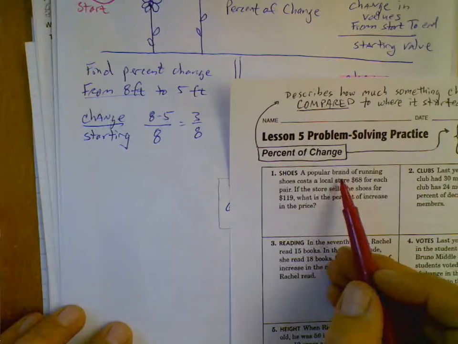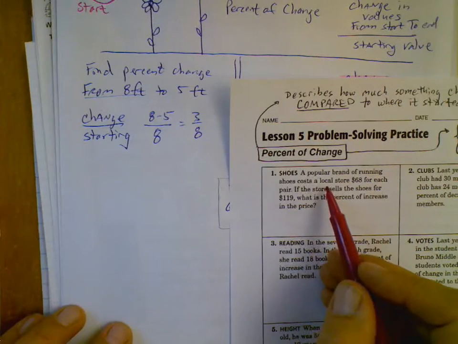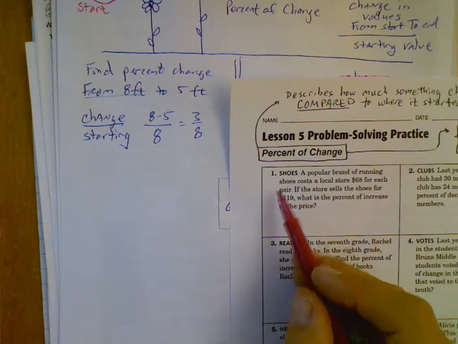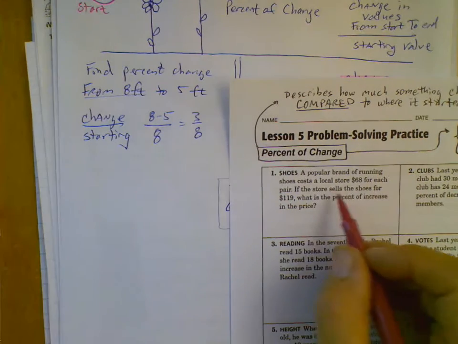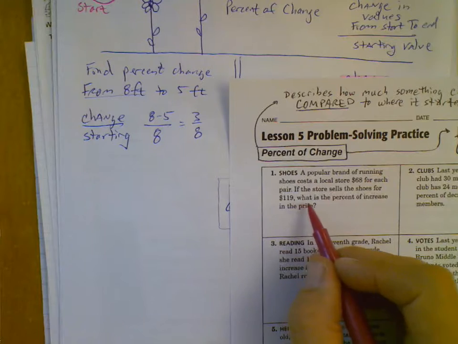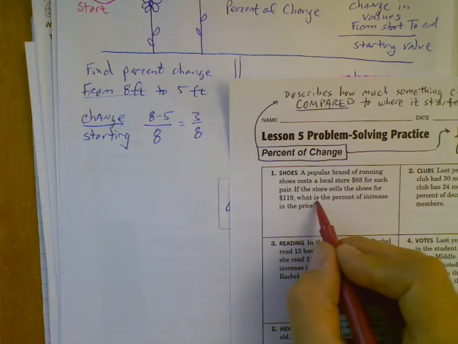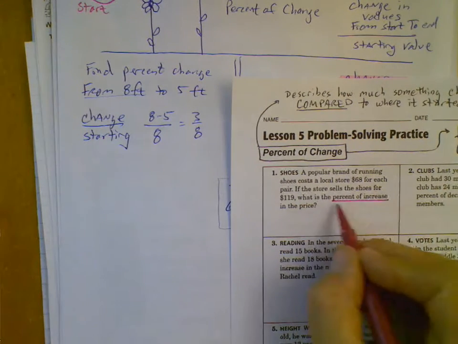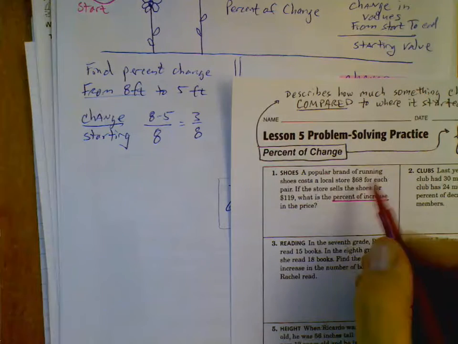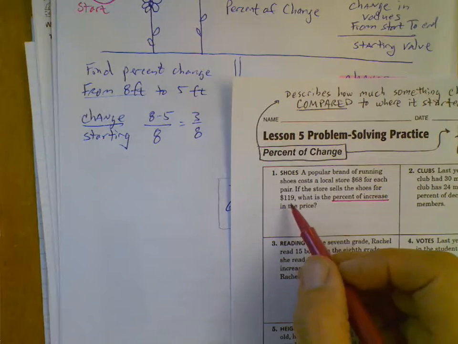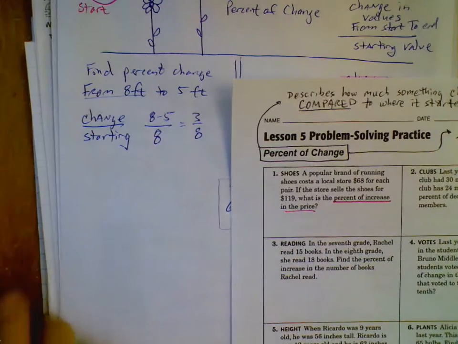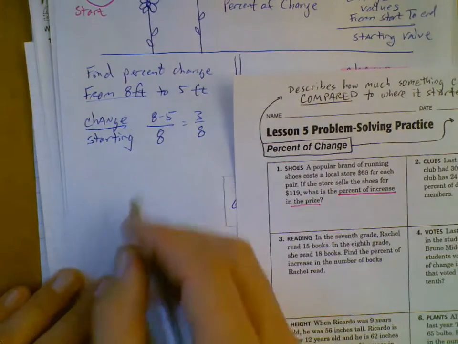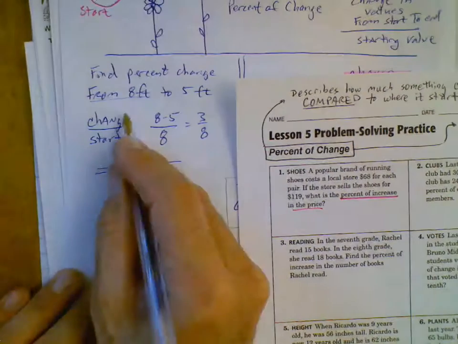A popular brand of running shoes costs a local store $68 each pair. So the store buys it for $68. If the store sells the shoes for $119, what is the percent of increase? Now here they're telling you that it's an increase, and it makes sense. It's going from 68 to 119. But what is this percent of increase in the price? I'm going to do the work right here so I can separate it from this work up here.